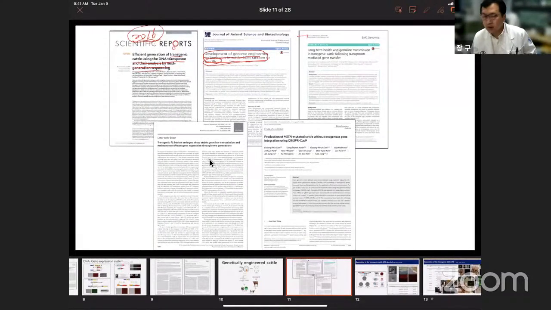After that, we also monitored germline transmission. First, we generated several kinds of transgenic cattle. The male and female grew up, became adults at puberty, and we bred them, both being transgenic. Then we followed up the next generation. We delivered another generation of calves and analyzed the transgene transmitted to the next generation. This paper was about long-term health monitoring and germline transmission in transgenic cattle. This is the first report on transgenic cattle in the world.